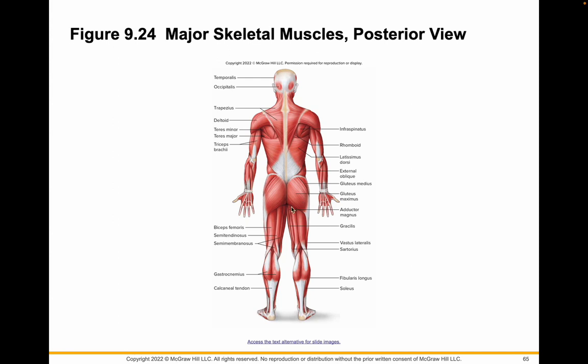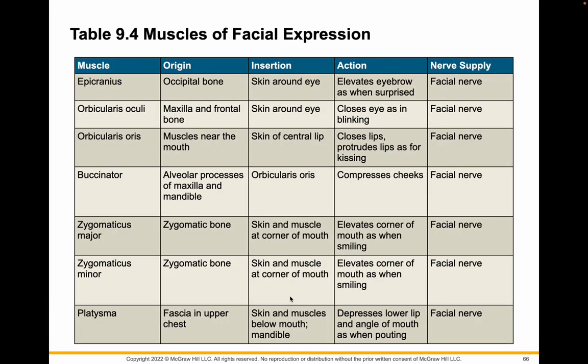There's adductors that help move the leg in, along with the gracilis. Vastus lateralis running on the side. Sartorius, hard to see, that long muscle. Fibularis longus is running on the edge, and then soleus is deep to the gastrocnemius.